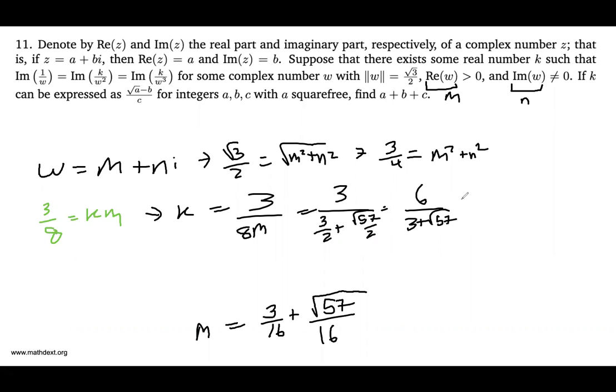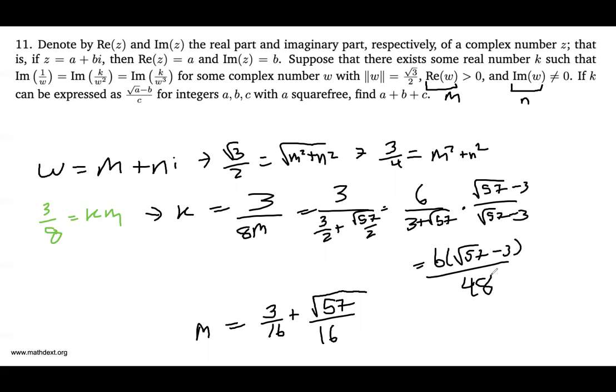Now, in order to simplify this so that it fits this form right here, we will multiply both the numerator and the denominator by 1, namely root 57 minus 3 over root 57 minus 3. Then the numerator becomes 6 times the quantity root 57 minus 3, and the denominator becomes 48. And so when you cancel out, 6 over 48 turns into 1/8. And you get your final solution: root 57 minus 3 over 8.